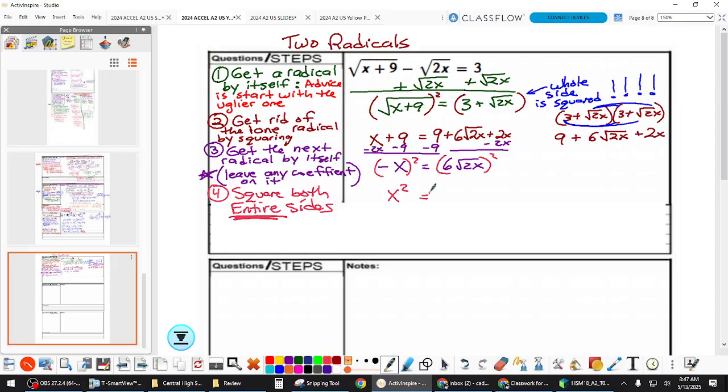Over here on the right, what happens? Well, 36 times 2. Look what's going to happen: 6 times 6, there's our 36. So this becomes 72x.